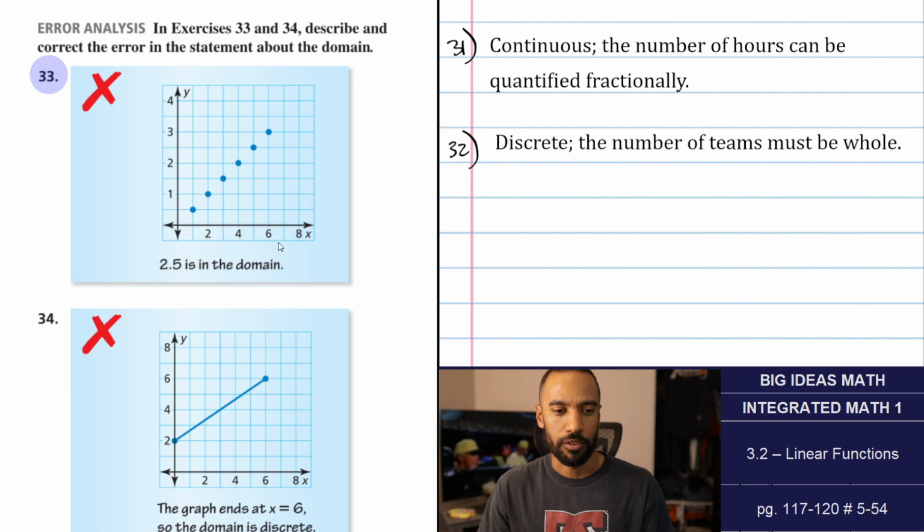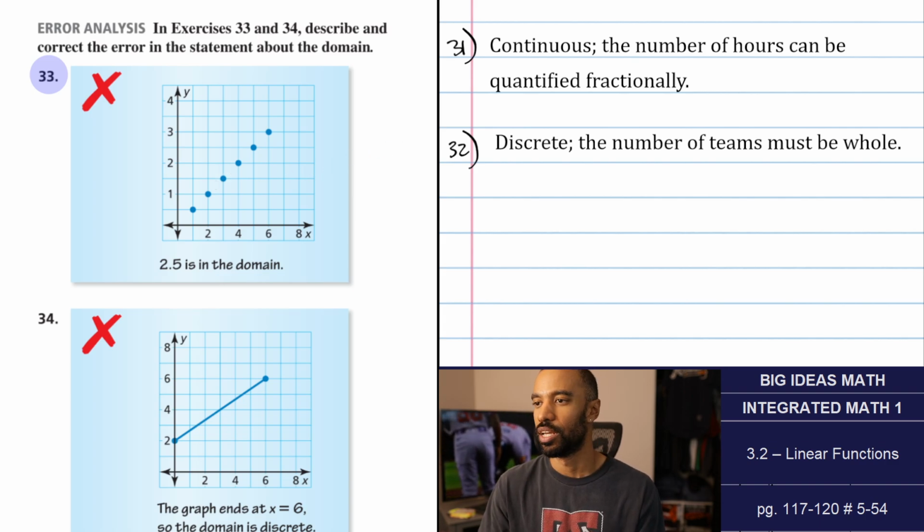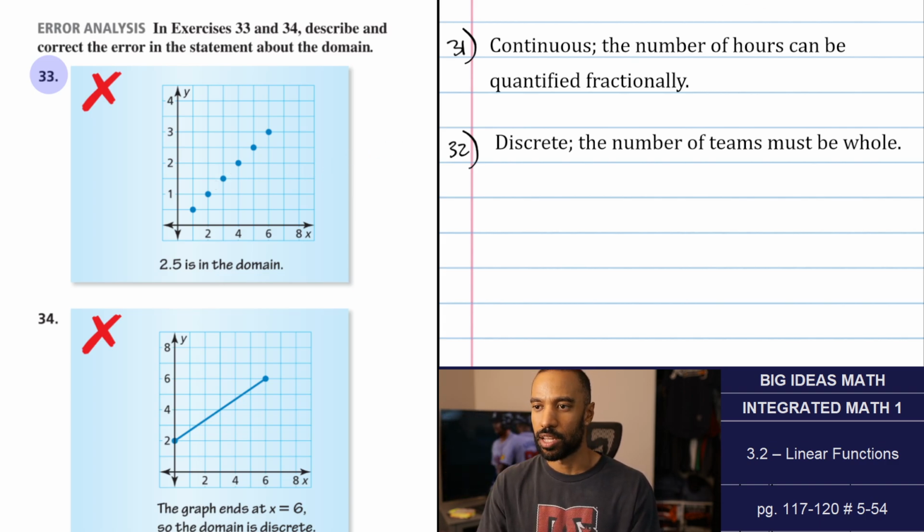Here they said 2.5 is in the domain. Now, I would agree with them if this graph was connected. If you had a connected graph, a continuous relation or function, then you could say when x is 2.5, you get a value for y, therefore it's a point. But here you can tell it is not a point. It seems to be conspicuously absent. It is not in the domain on number 33.